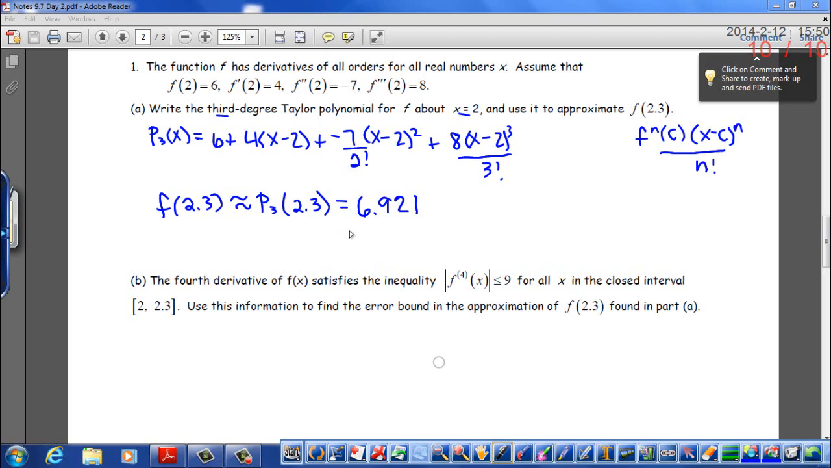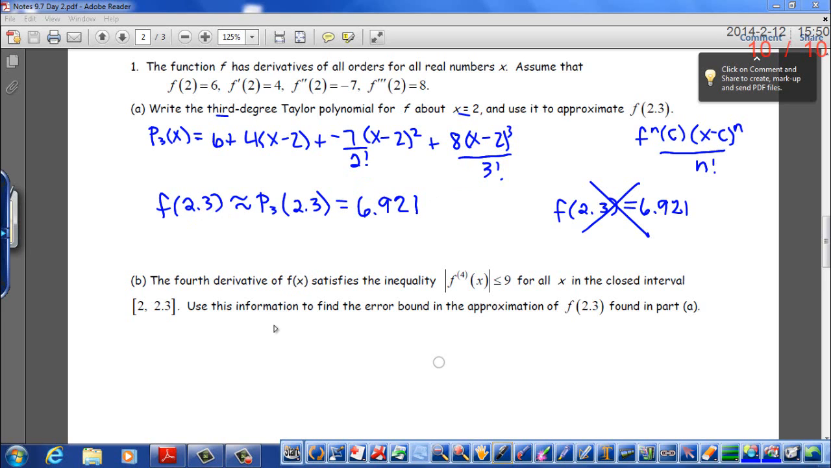Now, whatever you do, do not write that f of 2.3 is equal to 6.921, because it's not. f of 2.3 is approximately 6.921. So the best way to write this is f of 2.3 is approximately equal to p of 2.3, and p of 2.3 is equal to 6.921.